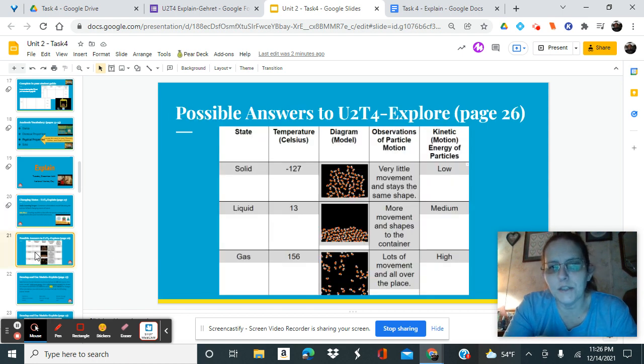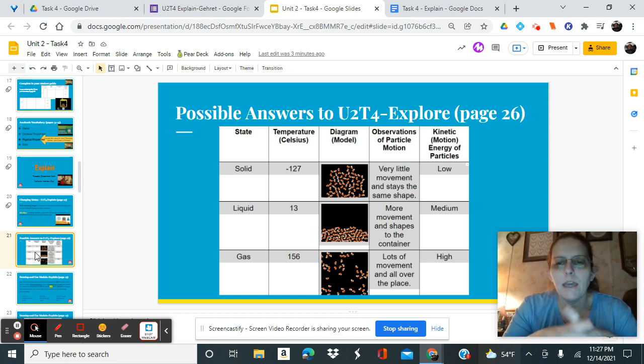So basically, the gist of the exploration that you did on page 26 is that in the solid state, there's very little movement, it stays in the same shape, it has low kinetic energy. Okay, there's not a lot of motion going on. A liquid state has a little bit of movement. It stays in the shape of its container, but it doesn't fill the container completely, unless obviously, like the water bottle in the freezer, it goes all the way to the top. It has a little bit of kinetic energy, but not a whole lot.